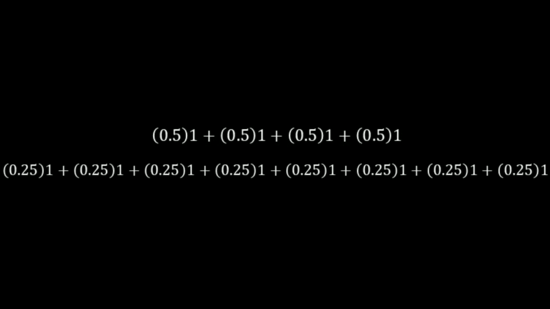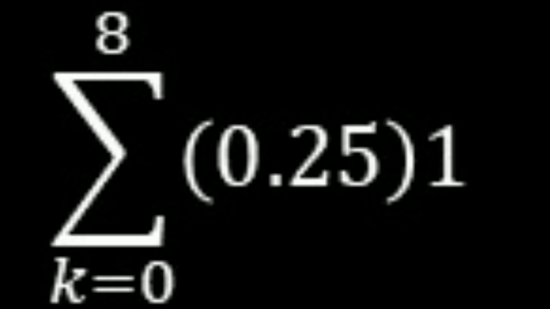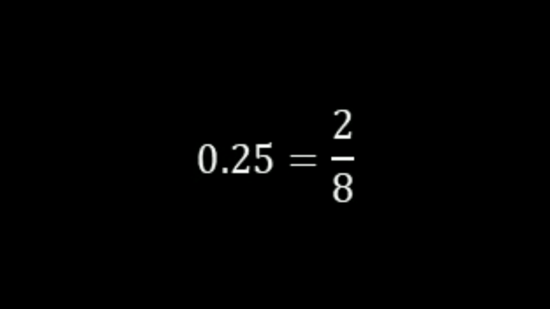Now let's go back to 0.5 times 1 added 4 times and compare it to 0.25 times 1 added 8 times, and you may notice a pattern has emerged. When done 4 times, the coefficient multiplied to the number 1 is 0.5, which is equivalent to 2 over 4. And when done 8 times, the coefficient multiplied to 1 is 0.25, which is 2 over 8. The pattern that emerges is how for every number n, the coefficient multiplied to 1 is 2 over n.